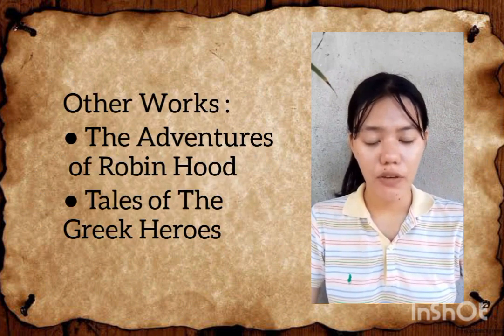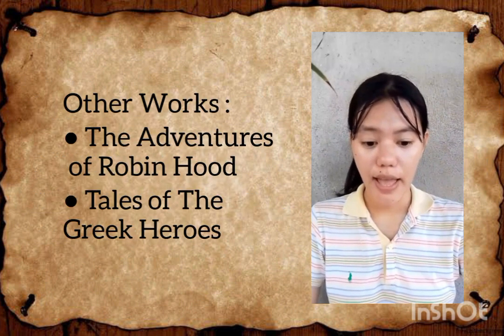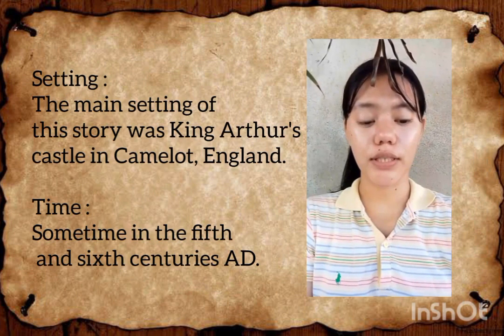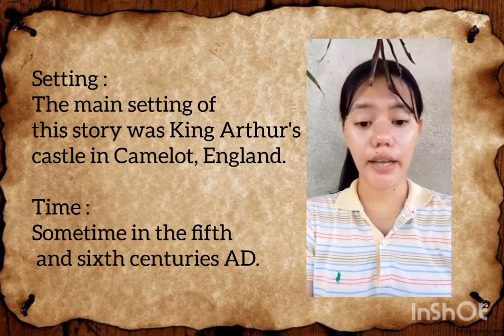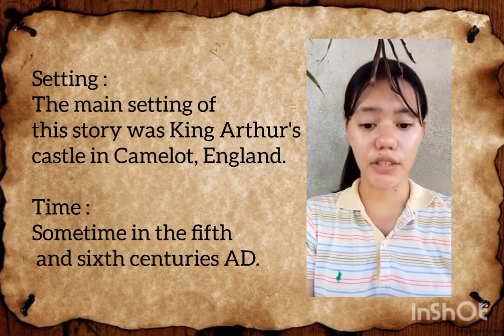The other works of Roger Lancelyn Green are The Adventures of Robin Hood and Tales of the Greek Heroes. The setting of the story was King Arthur's Castle, in Camelot, England. The time is around the 5th and 6th centuries.